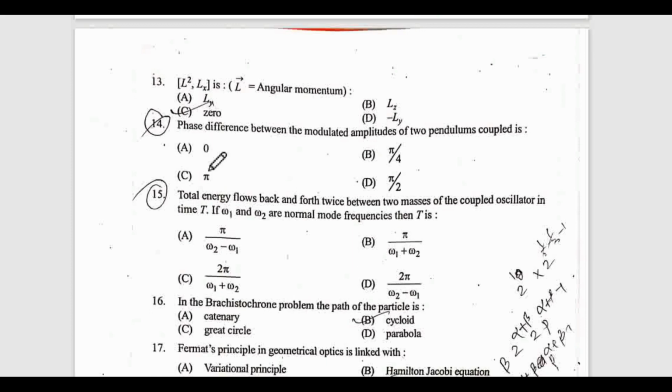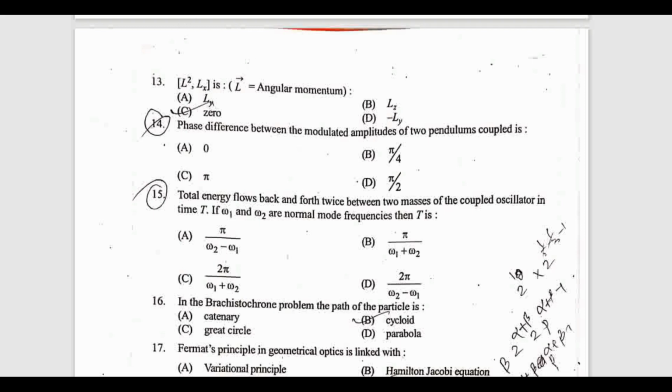Now coming to the 14th number question, the question was about the phase difference between the modulated amplitudes of two coupled pendulums. What is a coupled pendulum? Suppose this is a combination of two pendulums. If you give a force to any one of the pendulums, then that force will be transferred to the other pendulum, or you can say the energy will be transferred to the other system. So there is a sharing of energy, or we can say of amplitude.